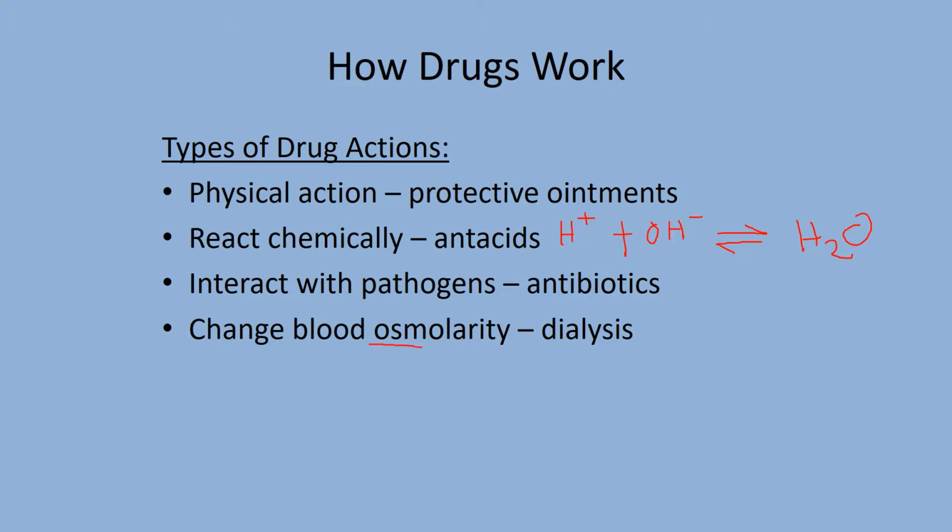Osmolarity. In another class, I mentioned that blood has stuff in it. How much stuff is in blood? That number is 300 milliosmoles. That's a measurement of movement through a membrane, and that's called dialysis. Dia means to go through.